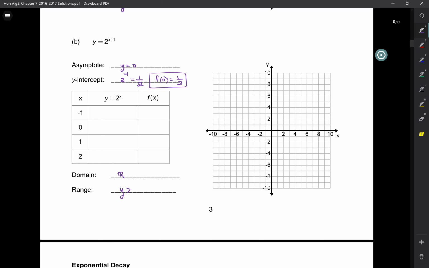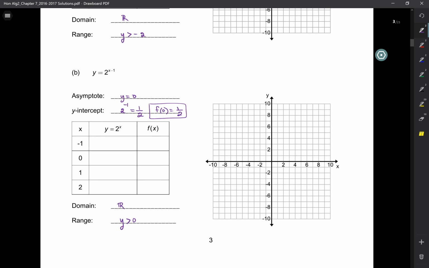Y is greater than 0. It's always greater than the asymptote. Okay? You plug 0 into x. So it's 2 to the 0 minus 1, 2 to the -1, which is 1/2.